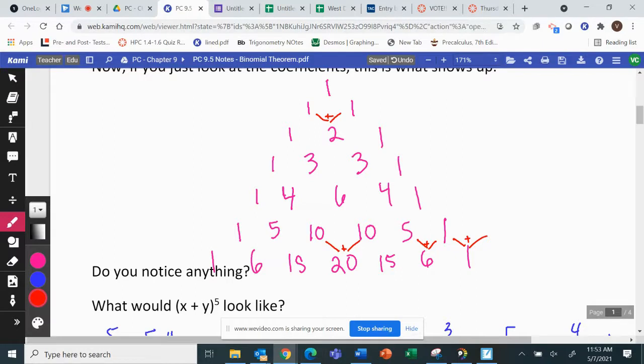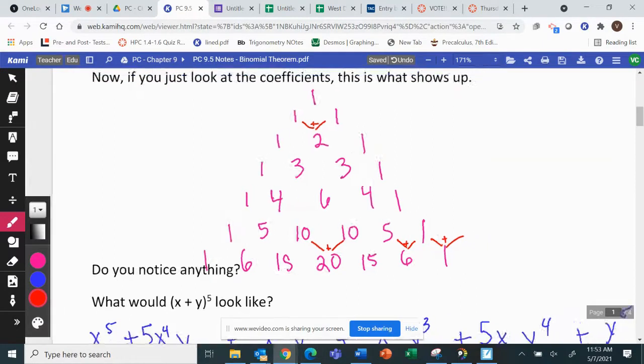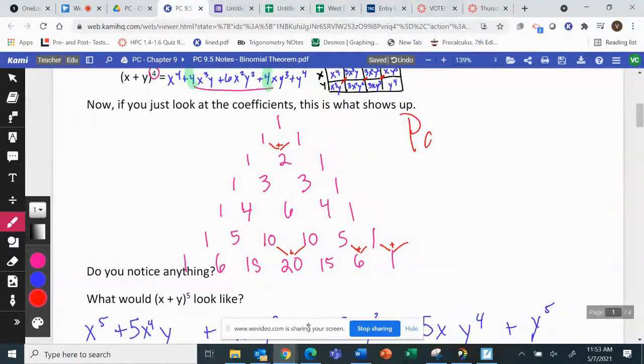This right here is called Pascal's triangle. This is called Pascal's triangle.